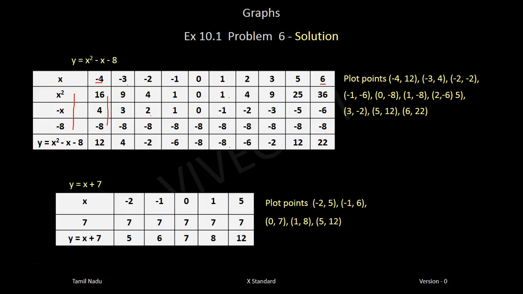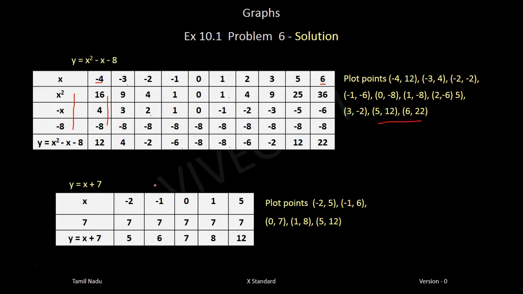After that, now you have the x value and you have the y value. So you can form the points, the pairs of x, y values. So minus 4, 12 is 1 point, minus 3, 4 is 1 point, minus 2 and minus 2 is another point, minus 1 and minus 6 is another point. Like that, you can get all the pairs and list them out here.